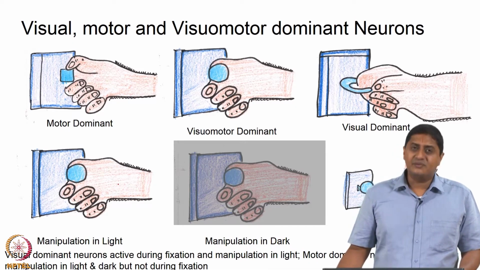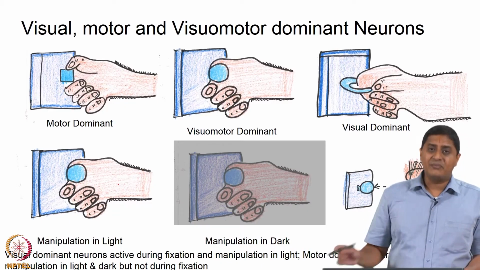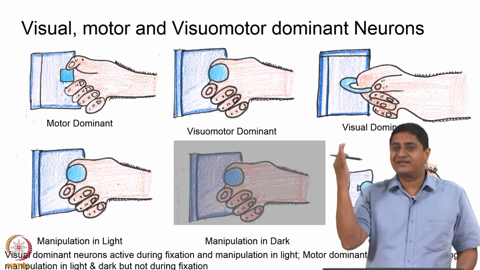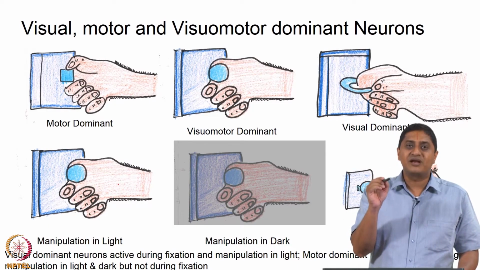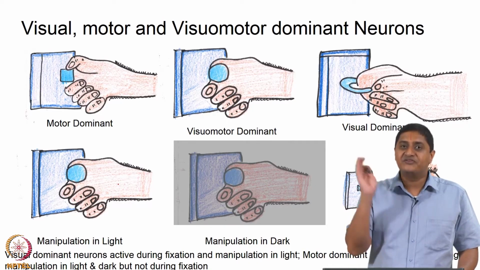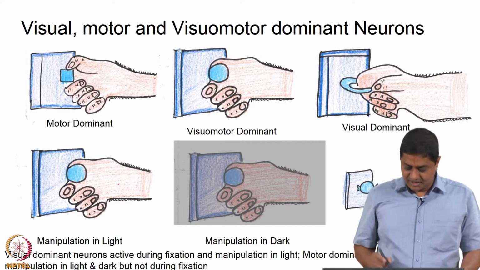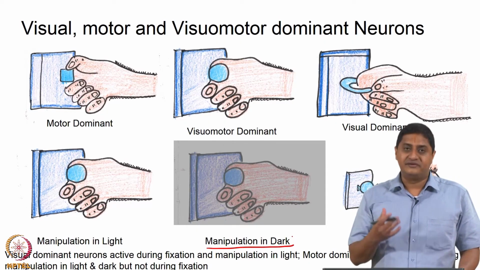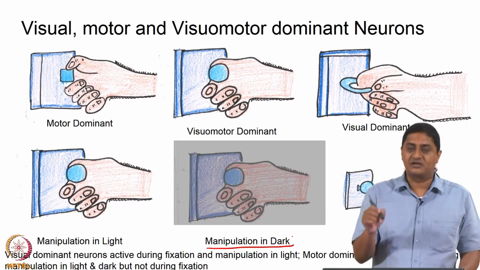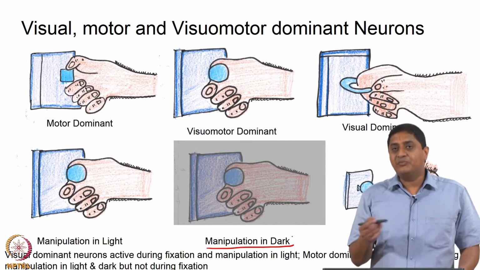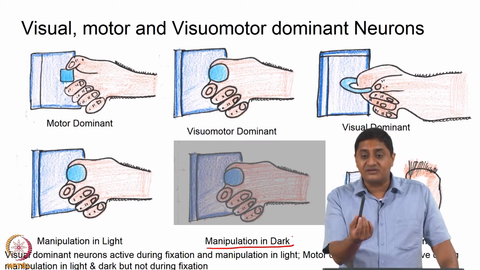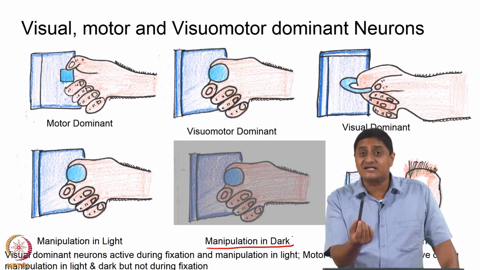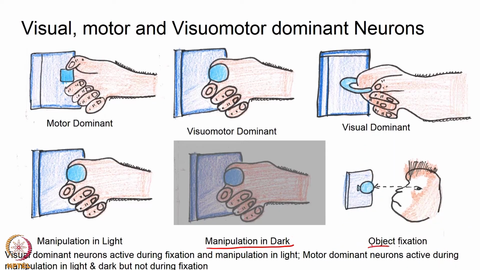For example, there can be 3 kinds of tasks that we can consider. You can manipulate an object in light. For example, there is light here, and in light I am writing with this pen. This is object manipulation in light. Suppose this room was dark and I am trying to manipulate this object, that is manipulation in dark. Now, a third possibility is that an object is present, I am not touching it, I am just fixating my eyes on this object. This involves object fixation, but no real action by the hand. This is called object fixation.